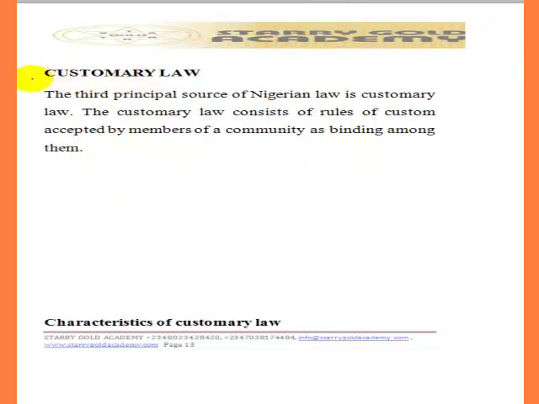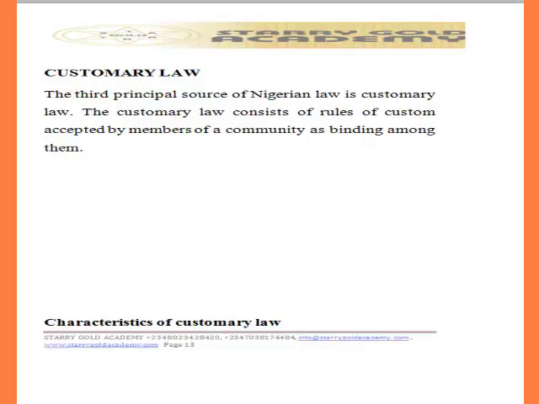So let us look at another important source of Nigerian law, and it is known as customary law. It is very important. Customary law consists of rules of custom accepted by members of a community and agreed as binding among them. In Nigeria, we have customary law that governs our activities. We take customary law to be our law. It is a law that developed from us and is handed over from one generation to another.